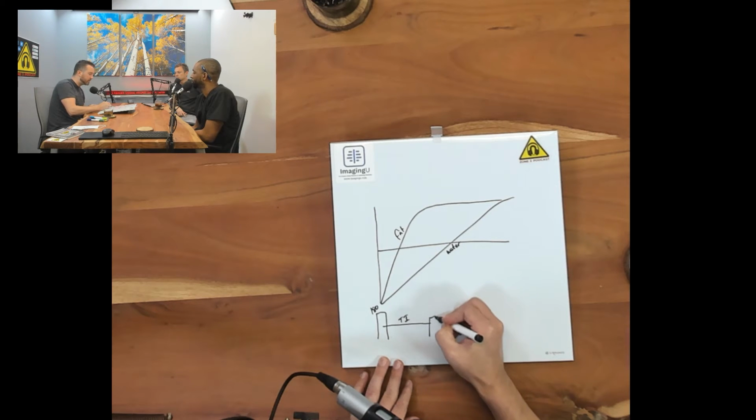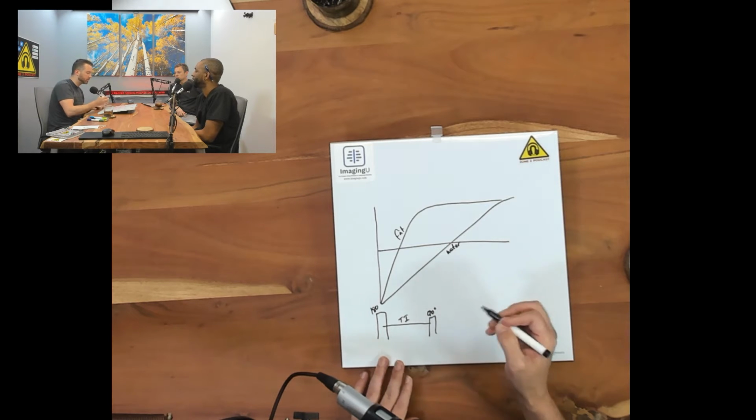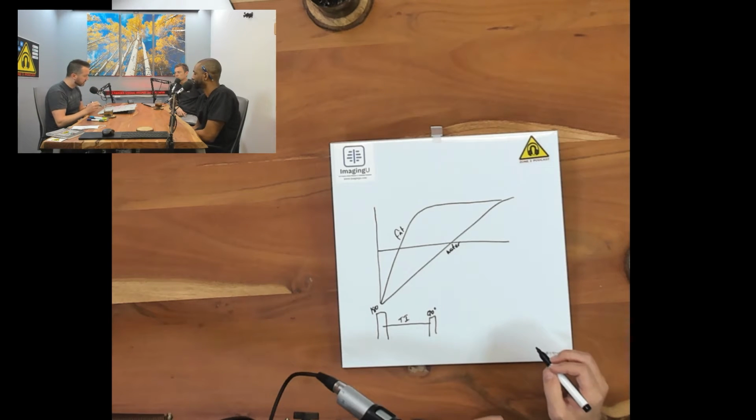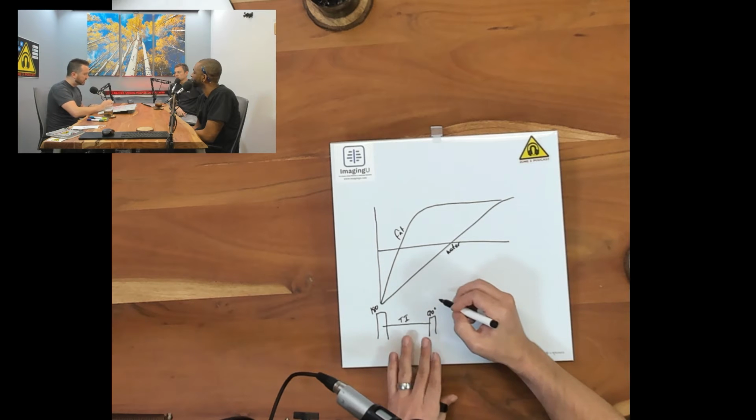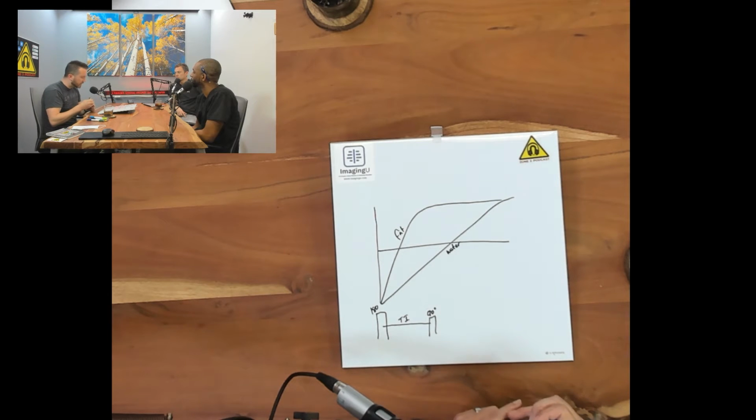Mm-hmm. And then the time that it takes. So we're going to do a 90-degree pulse, then we're going to read out our echo train length. Everybody knows that stuff. But the key here that I didn't understand: I thought that when we do a 180, we're waiting for it to cross. This is what the null point looks like, but that's not the reason. You know what I mean?